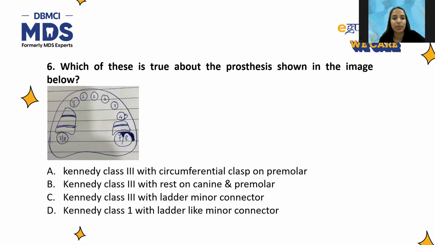Question number 6 here. Which of these is true about the prosthesis shown in the image below? What I have got as an understanding here was that you had a Kennedy class 3 modification 1 space, and you had maybe a clasp on the anterior abutment. But what they were generally asking was, as I have seen in the recall, that a ladder type minor connector was present in the region of the denture base, and that was present in the image. All the rest of the options given were not coinciding correctly.